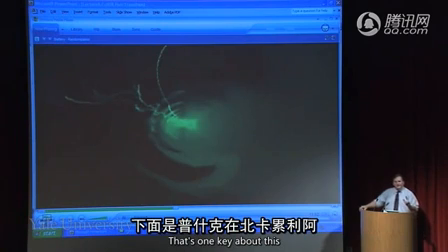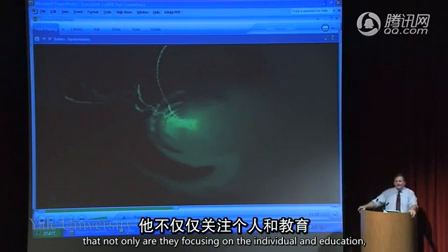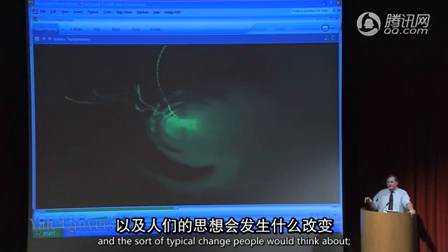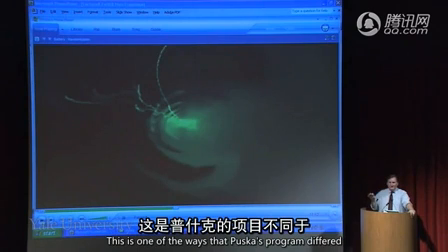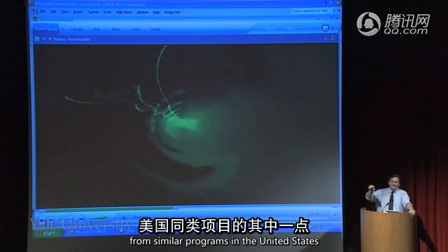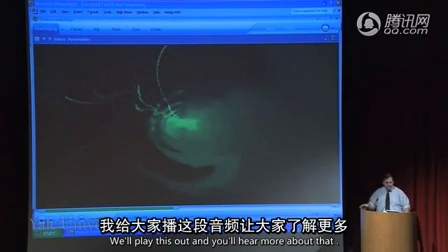So that's one key about this project in North Karelia that Puska ran, that not only are they focusing on the individual and education and the sort of typical change people would think about, but he's talking about intervening in the environment and making changes. And this is one of the ways that Puska's program differed from similar programs in the United States that were not having very impressive results at the time. So we'll play this out and you'll hear more about that.